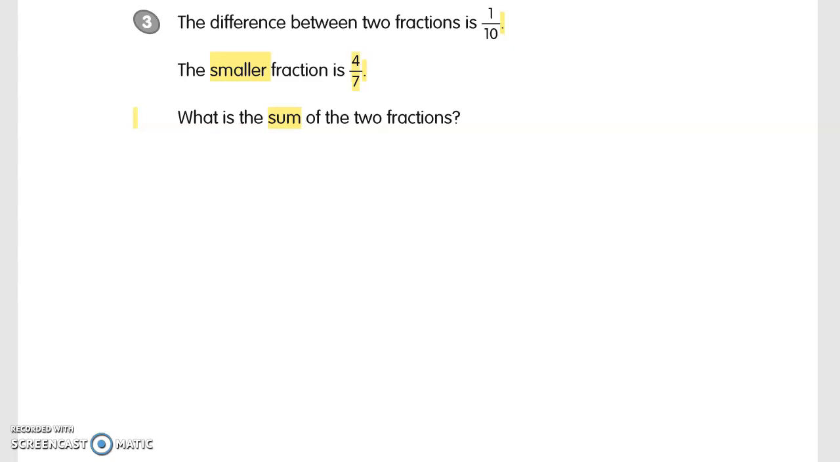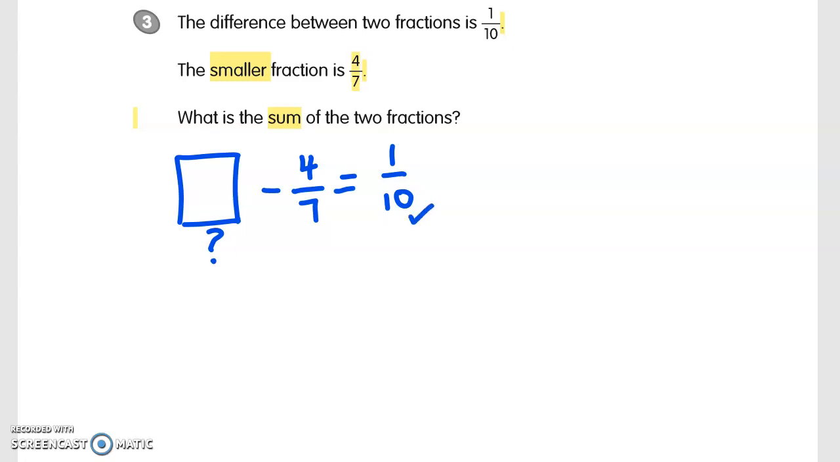So what we know is that there are two fractions. One is the greater fraction and one is a smaller fraction, and the difference is 1 out of 10. You want to know the sum of these two fractions. So first of all, we need to know what is this fraction that is greater than 4 out of 7. As we know, the difference is 1 out of 10. To find the greater fraction, we add up these two fractions together. So that is our first step.